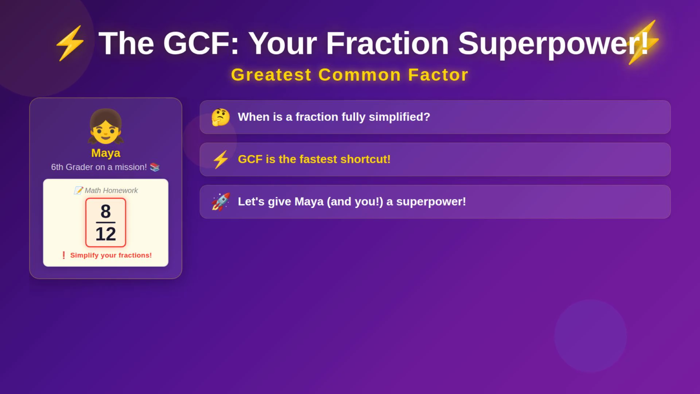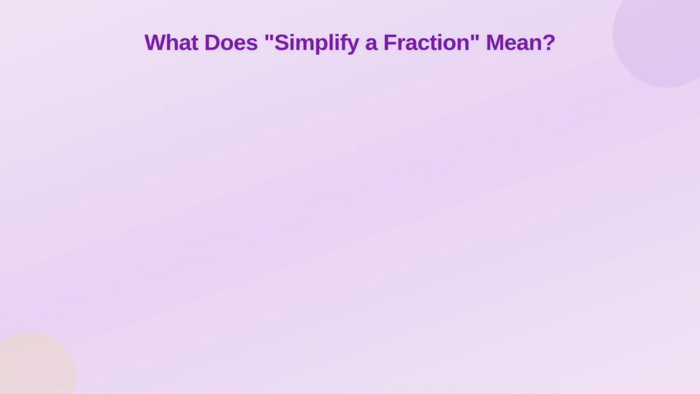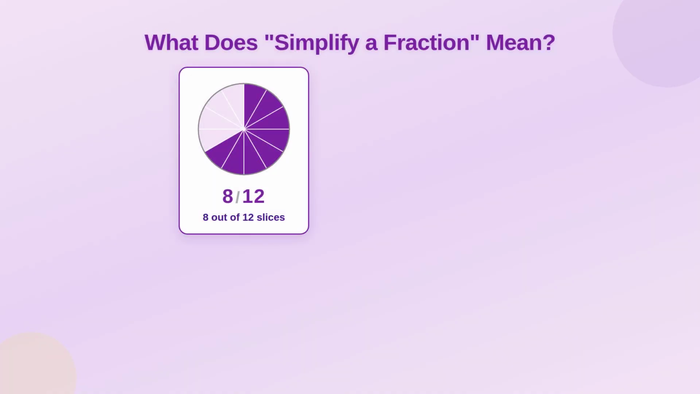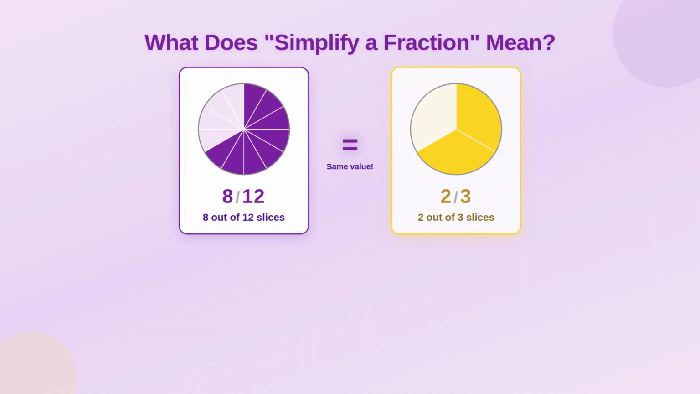Well, today we're going to give Maya, and you, a total superpower. It's called the greatest common factor, or GCF, and it's the fastest shortcut to simplifying fractions. Let's dive in. Before we find the GCF, let's make sure we know what simplifying a fraction actually means.